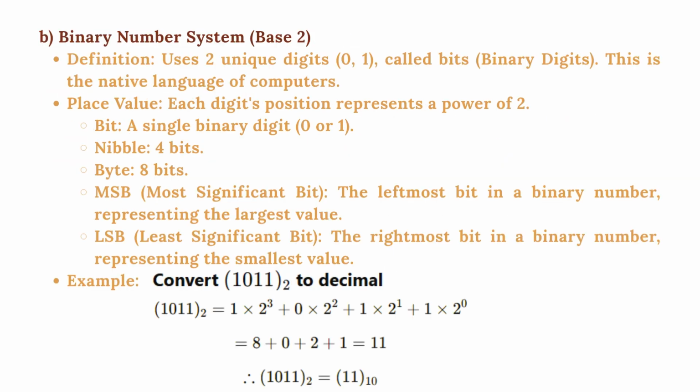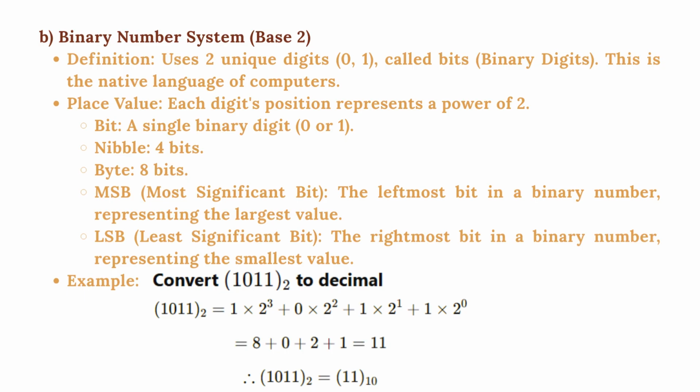Next we have the binary number system, base 2, which uses two unique digits, 0 and 1, called bits, binary digits. This is the native language of computers. Each digit's position represents a power of 2.